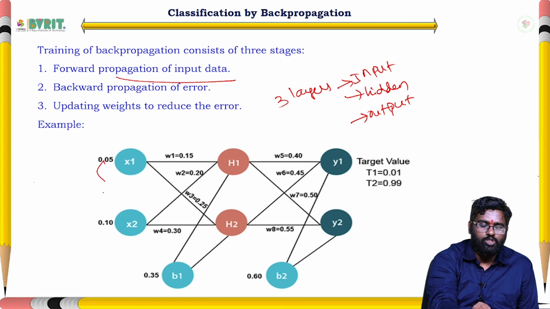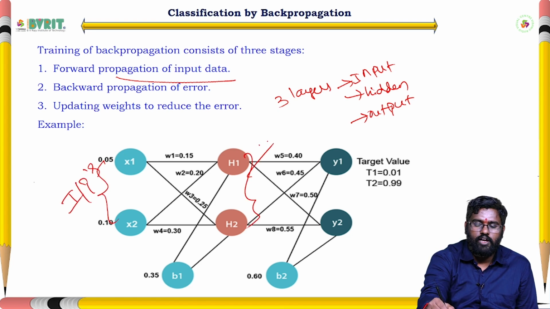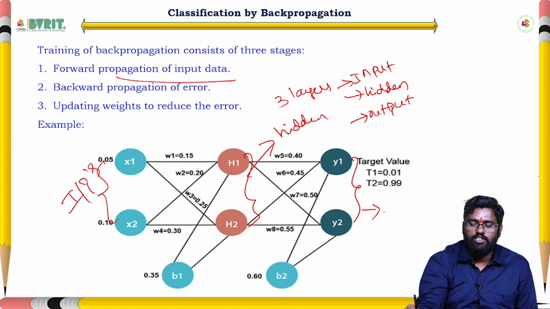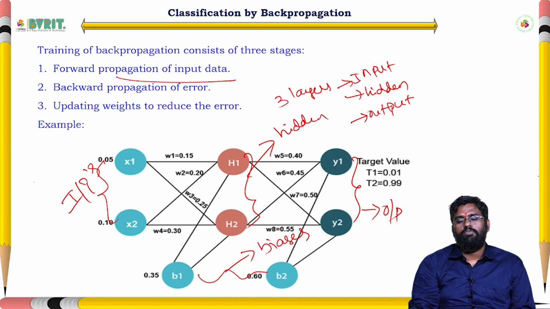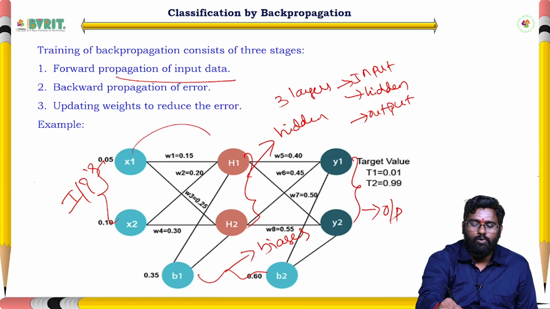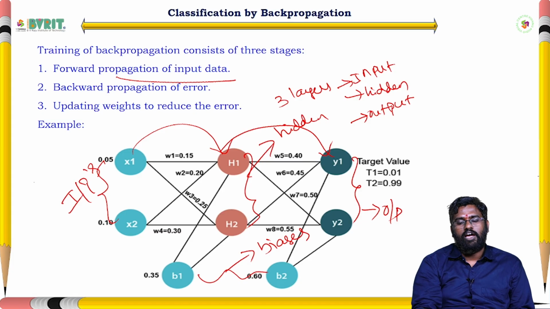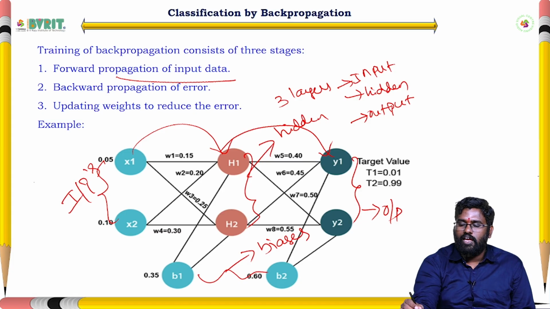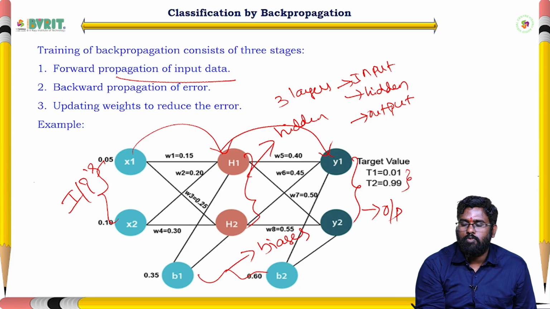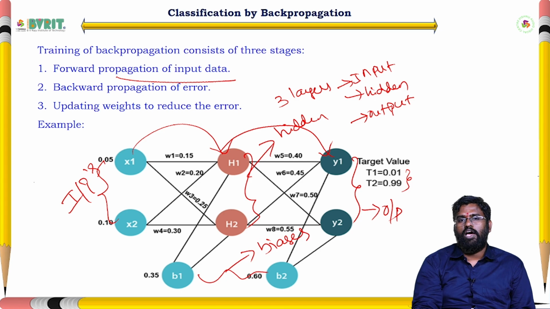Here x1 and x2 are called inputs, h1 and h2 are called hidden layers, y1 and y2 are called output layers, and b1 and b2 are called biases. Forward propagation means input to hidden layer and hidden layer to output layer. Then backward propagation: for example, we are given the target values 0.01 and 0.99. These are the given observed values.